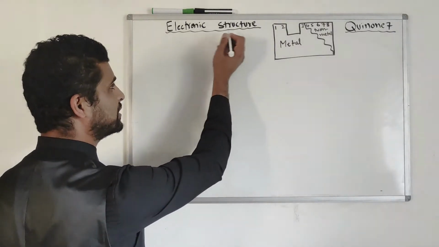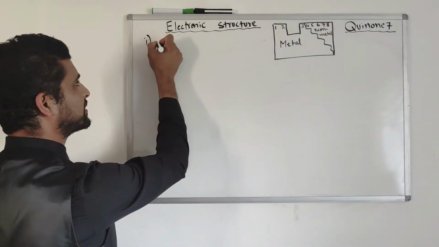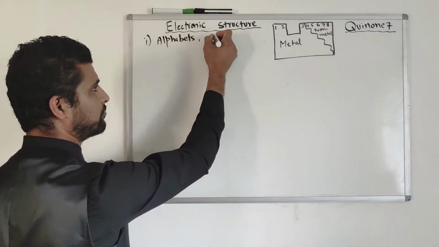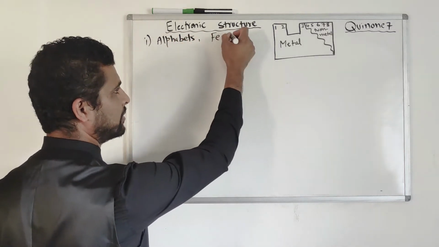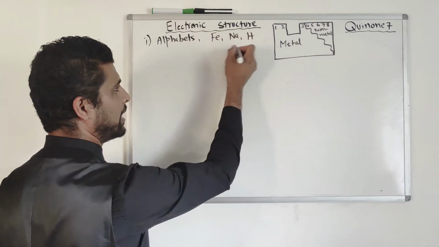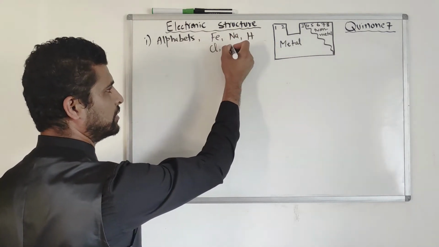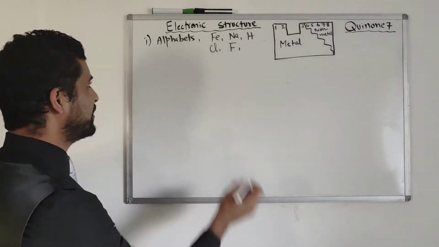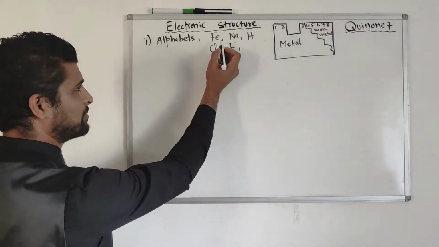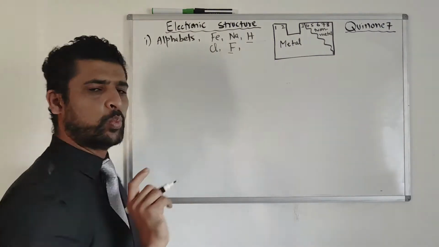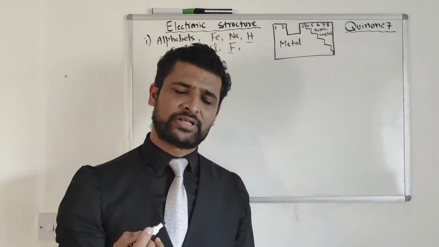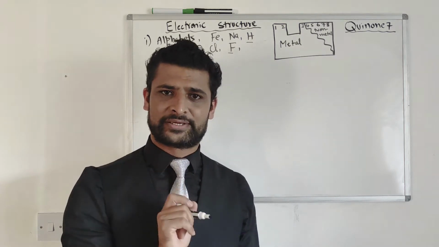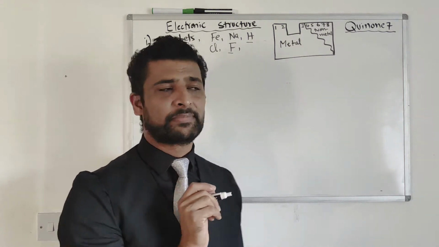For example, if you see the periodic table, you will find some alphabets. And it can be like this: iron, sodium, hydrogen, chlorine, fluorine, and etc. When you look at these, some of them are represented by one capital letter, but some of them are represented by a capital letter followed by a small letter. Here people actually make mistakes sometimes.